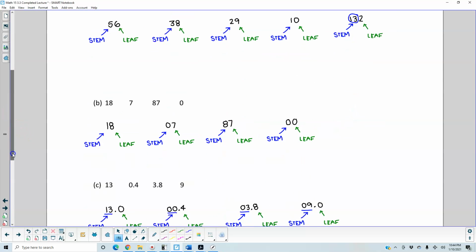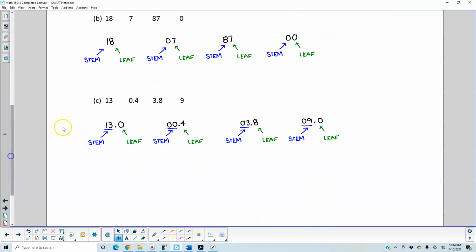Let's take a look at part B. We have 18, 7, 87, and 0. So we're starting out with two digits. In this case, 1 represents the stem and 8 represents the leaf. For 7, this would be 07, so the stem is 0 and 7 is the leaf. For 87, 8 is the stem, 7 is the leaf. And for 0, we would have 00, so the stem is 0 and the leaf is 0.